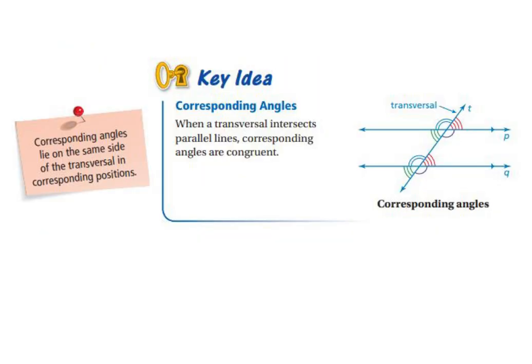So here are these corresponding angles. When a transversal intersects parallel lines, corresponding angles are congruent. Corresponding angles lie on the same side of the transversal in corresponding positions. I basically think of this as a slide. Going back to our first unit we did this year, if you take this angle and you just slide it right up, it becomes this angle.